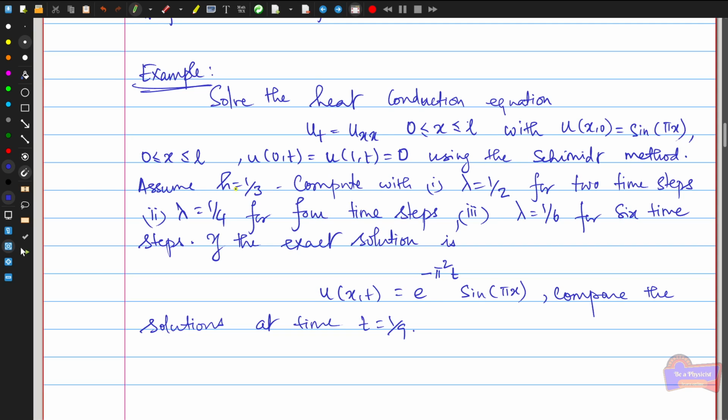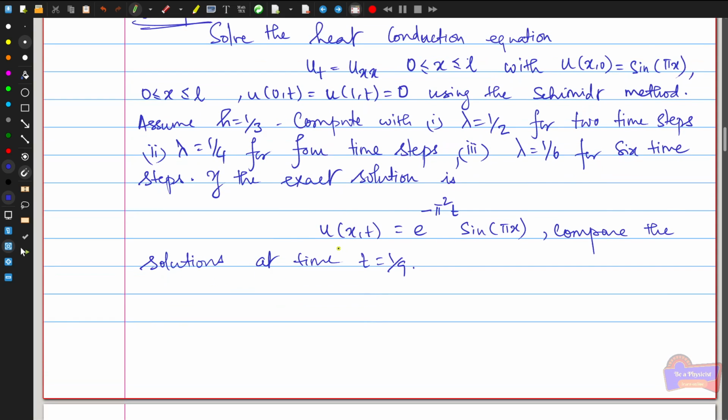Assume that the step size h equals 1 by 3. We have to compute the solution at lambda equal to 1 by 2 with 2 time steps, lambda equal to 1 by 4 with 4 time steps, and lambda equal to 1 by 6 with 6 time steps. Suppose the exact solution of the corresponding equation is u of x comma t equal to e power minus pi square t into sine of pi x. We have to compare the solution at time t equal to 1 by 9. That means we compare the numerical and the exact solutions, and tabulate the error values for all three lambda values. So we are going to use the Schmidt method to solve this equation.